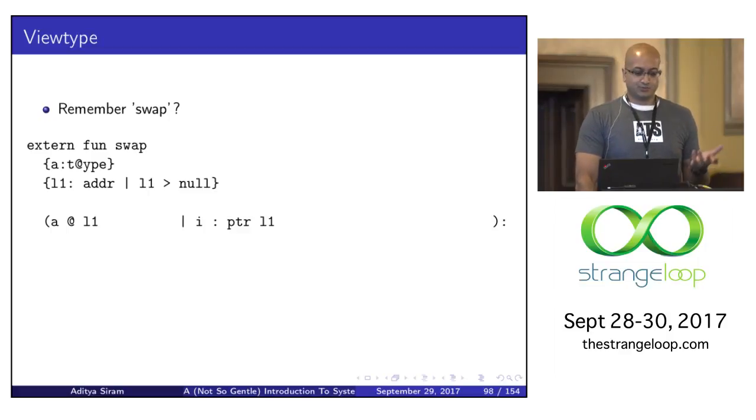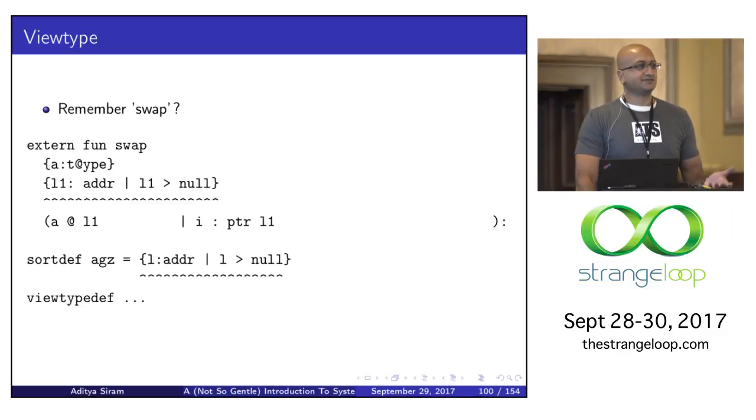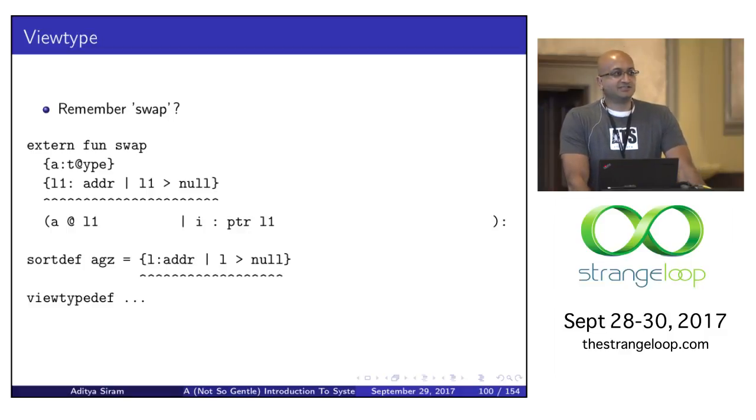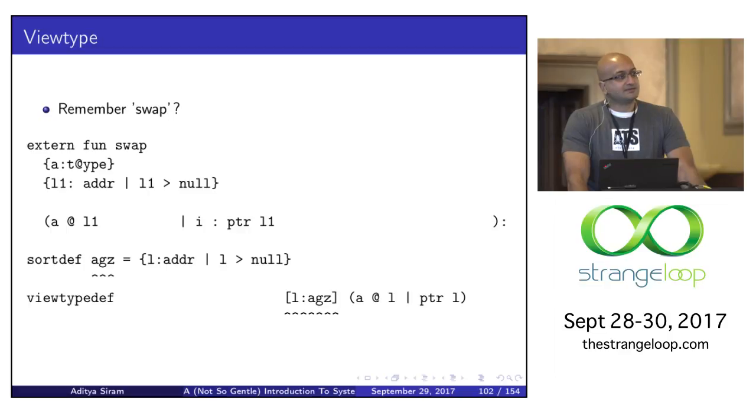And the way to do that is with this thing called a sortdef and a viewtypedef. I didn't name these things. So a sortdef basically takes that constraint and gives it a name. It's called AGZ because that stands for address greater than 0. And a view type definition takes that proof and that pointer and packages those up together with a constraint on it that the address can't be null. And we call that safe pointer and parameterize that with something.